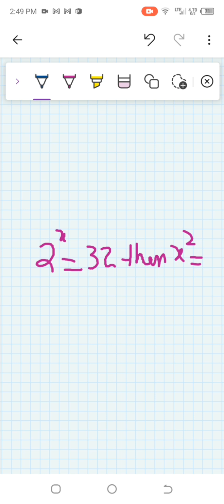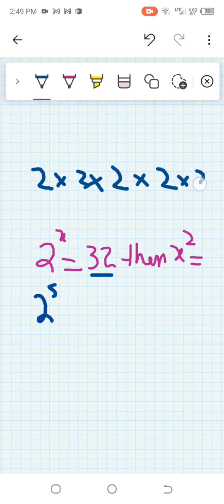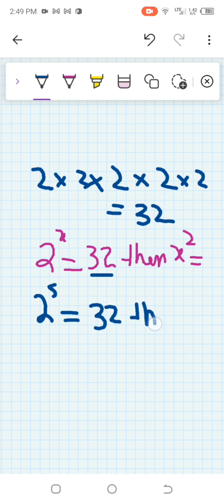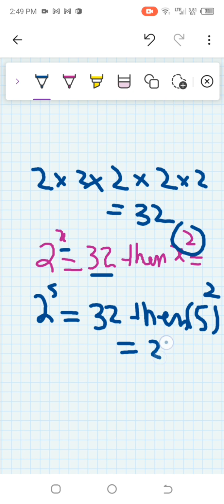अभी हमारे पास 2 power x, 32 के बराबर है. Means if you're gonna multiply 2 by the 5 times, 2 into 2 into 2 into 2 into 2, so that will be equal to 32. ओके, अगर आप 2 को 5 बार मल्टीप्लाई करते हो, you will get 32. सो देन x will be 5, but they are asking about x square, so just do the square of 5, so that will be 25. I hope this is clear to you. Now we are going with another.